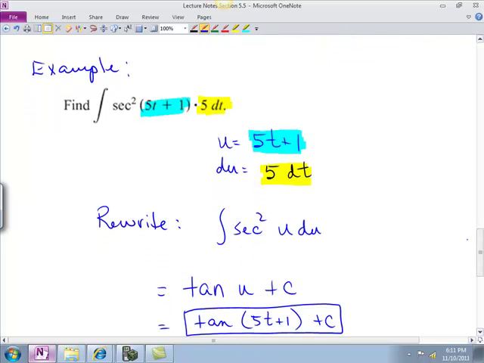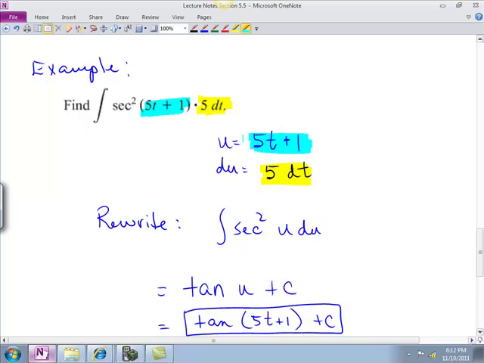All right, the integral of secant squared 5t plus 1 times 5 dt. The argument in trig is very often what you want to let u be. So if I let u be 5t plus 1, and you take the derivative of that, it's 5 dt. Well, that matches perfectly. I've taken care of that, and I've taken care of this.